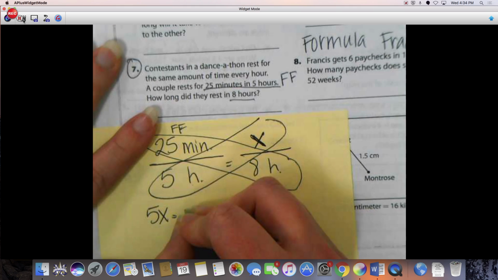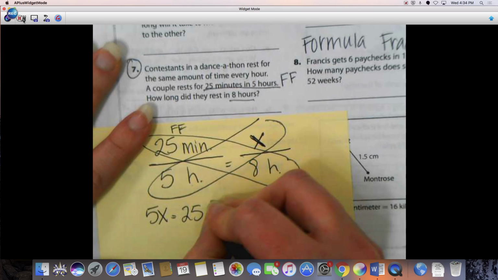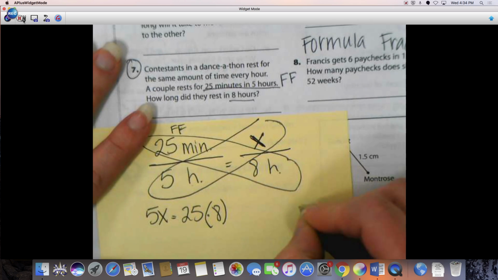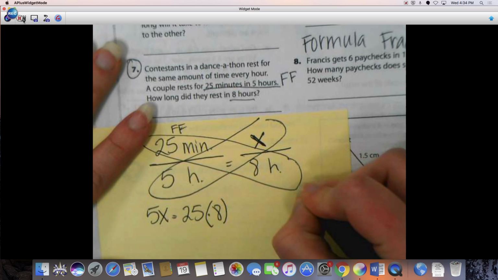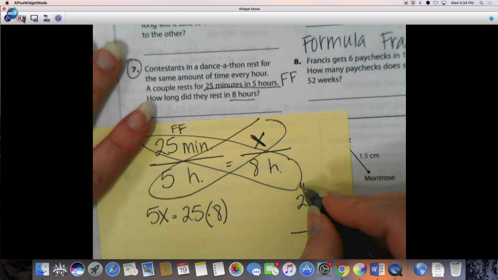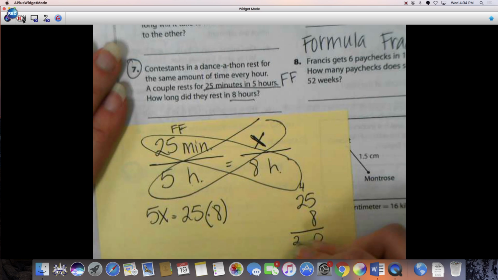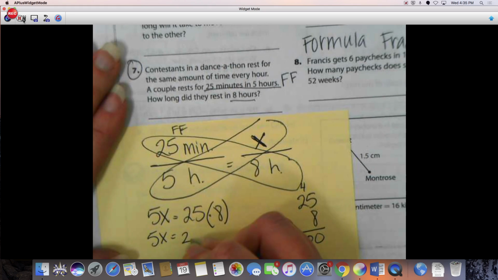5x equals 25 times 8. Okay, or we could write it as times 8. So if I multiply 25 times 8, I know 8 times 5 is 40. 8 times 2 is 16, and I add my 4 to it, so I get 200. Okay, so now I know that 5x equals 200.